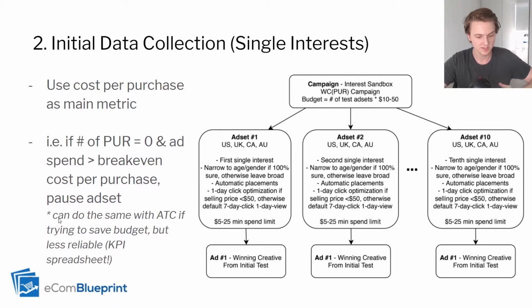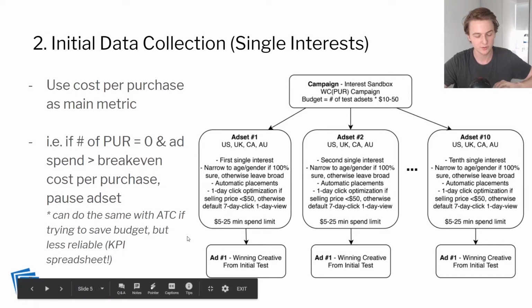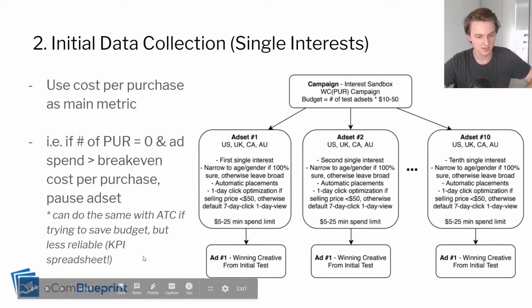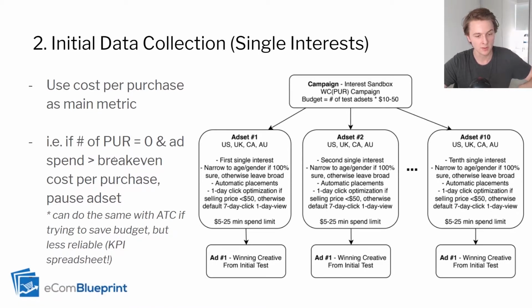And I wrote here, you can do the same thing with add to cart if you're trying to save budget. It's just a little bit less reliable, right? So if the amount of add to cart is equal to 0 and your ad spend is above the break-even cost per add to cart, you can also find that on the KPI spreadsheet that I talked about in the reading data lesson, then you pause the ad set, right? That would allow you to pause ad sets faster, but you might miss out on some good audiences by pausing ad sets too fast. So it's up to you, but this is what I'd recommend for most people. If the number of purchases is 0 and it's spent over the break-even cost per purchase, pause that ad set.